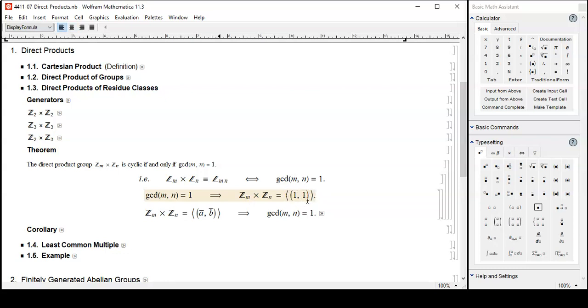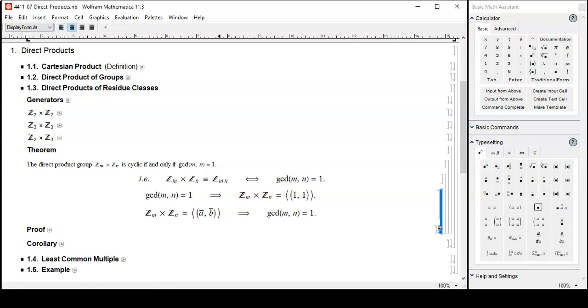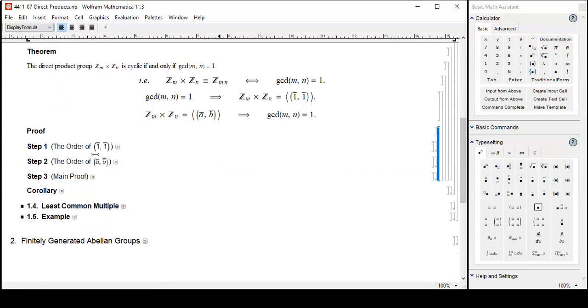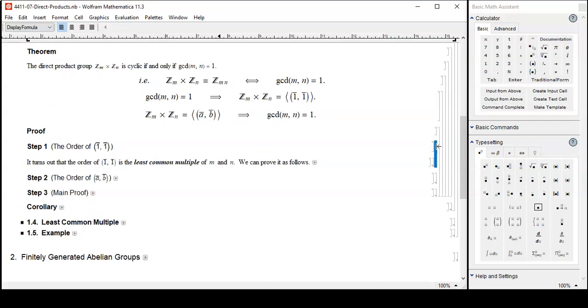We'll pay particular attention to (1, 1). And then for the arbitrary case, well, we're going to consider those later. (1, 1), that's going to be important. Okay, here we go. Let's pay particular attention to (1, 1). And how do you calculate its order? It turns out that the order of this particular element, (1, 1), is the least common multiple of m and n.